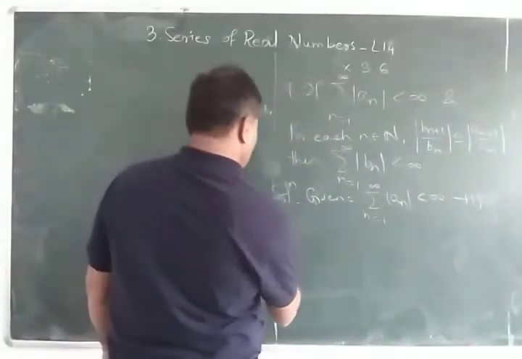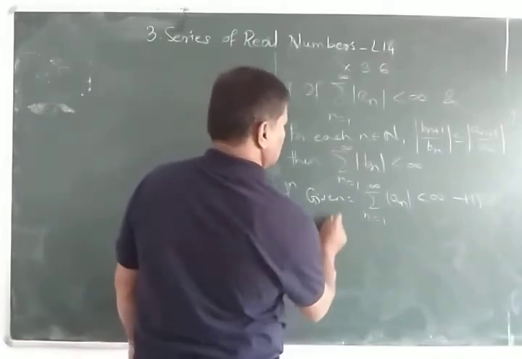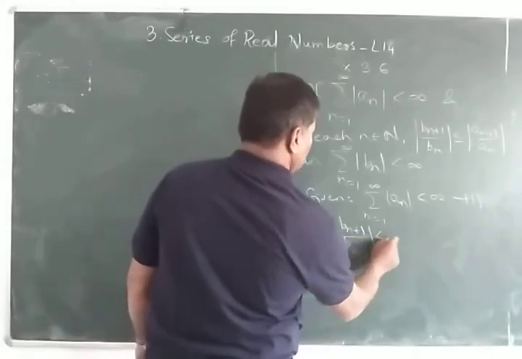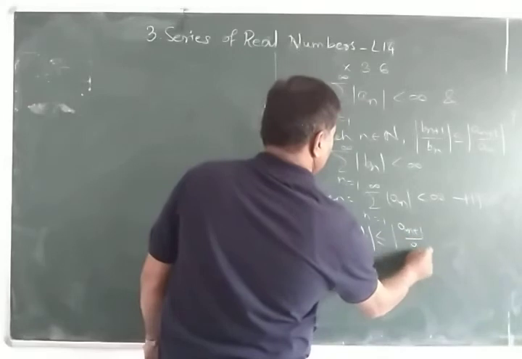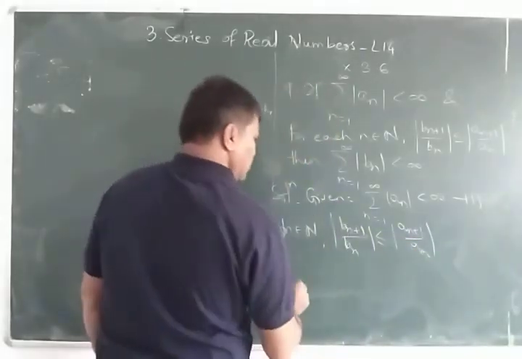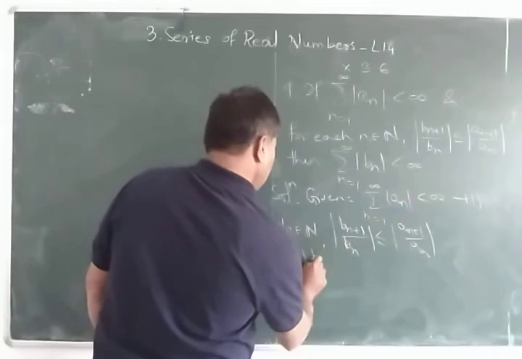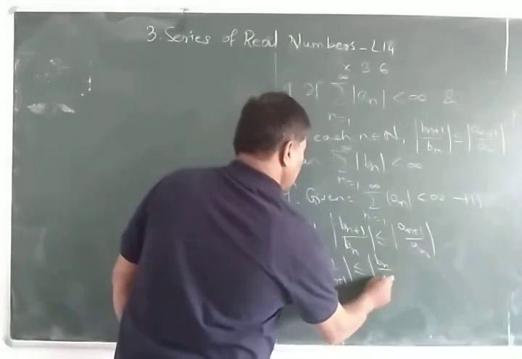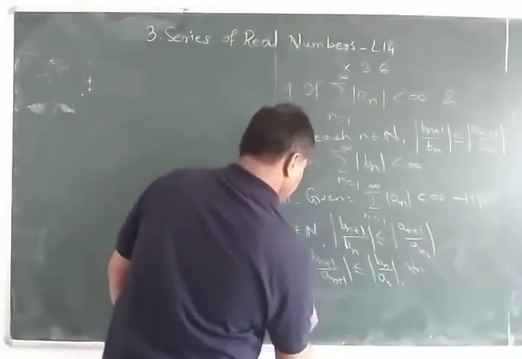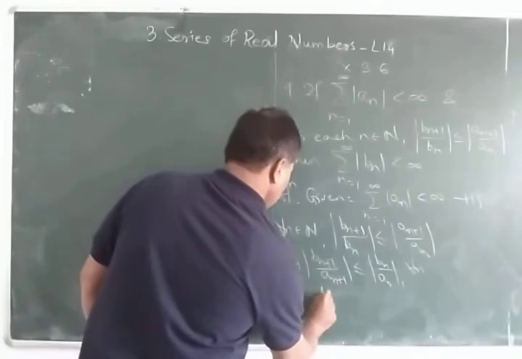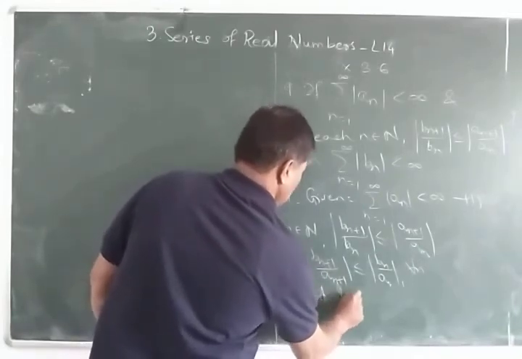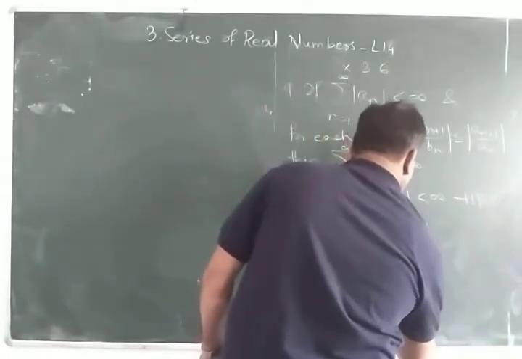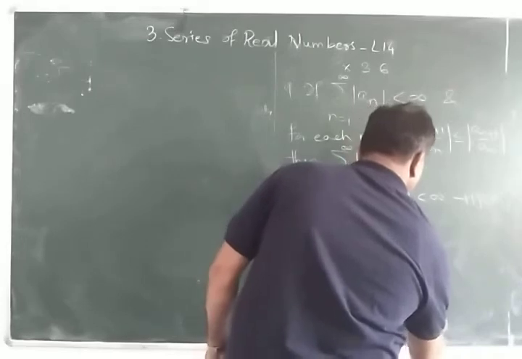For every n belongs to N, mod of b_{n+1} upon b_n is less than or equal to mod of a_{n+1} upon a_n, which implies mod of b_{n+1} upon a_{n+1} is less than or equal to mod b_n upon a_n for every n. In particular, mod b_n upon mod a_n must be less than or equal to mod b_1 upon a_1 for all n.